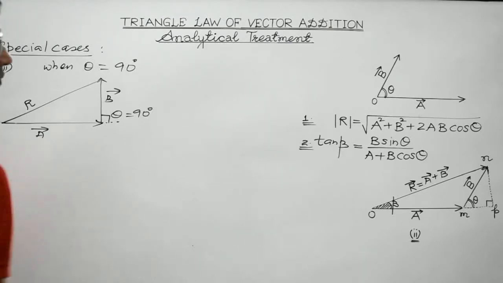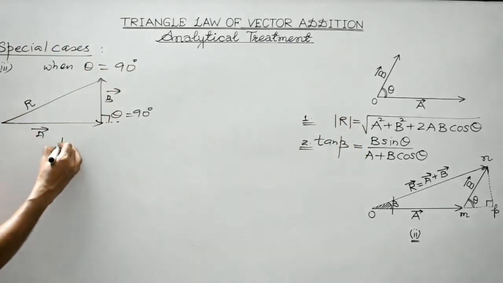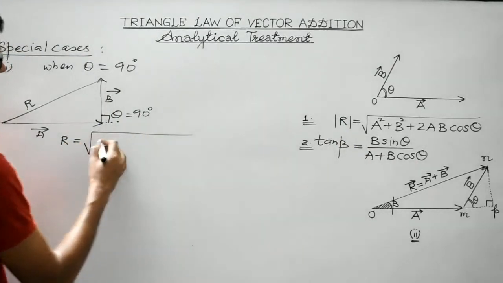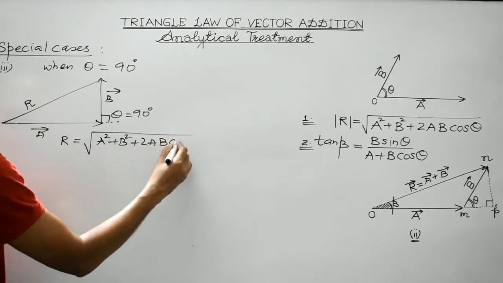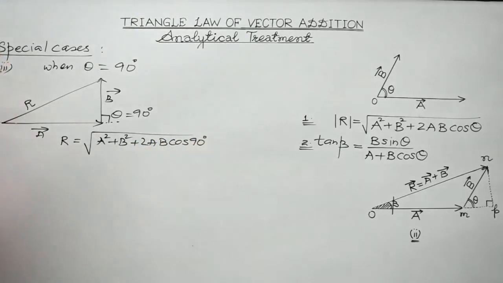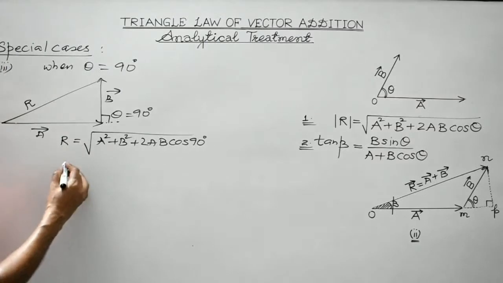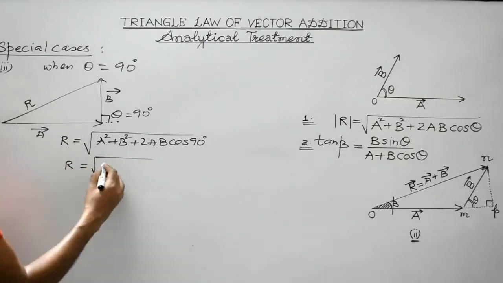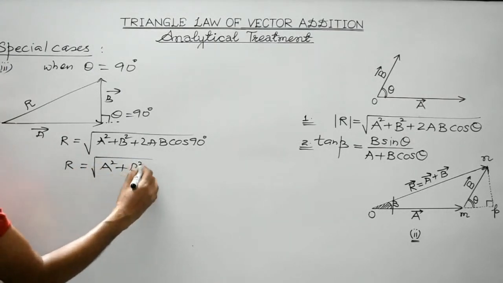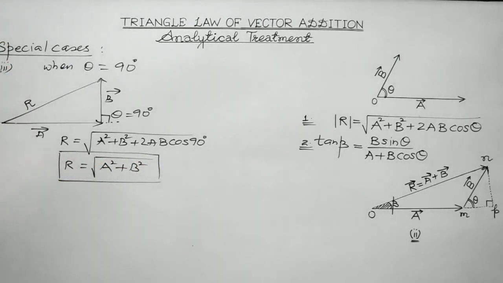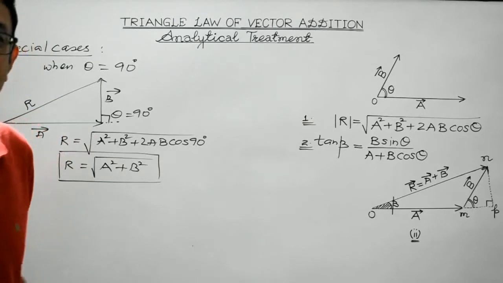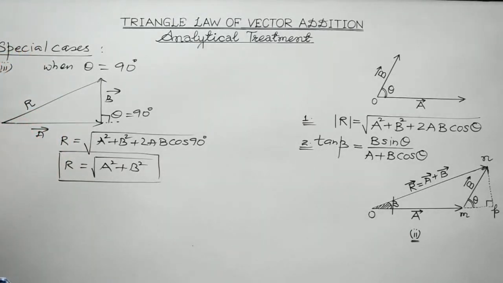Let's prove it. So this is the formula for the magnitude. What we get over here is square root of a square plus b square plus twice ab cos 90. Cos 90 is 0. So we'll get square root of a square plus b square. So in case the two vectors are mutually perpendicular to each other, then the magnitude of the resultant is given by square root of a square plus b square. Right, students? What about the direction?